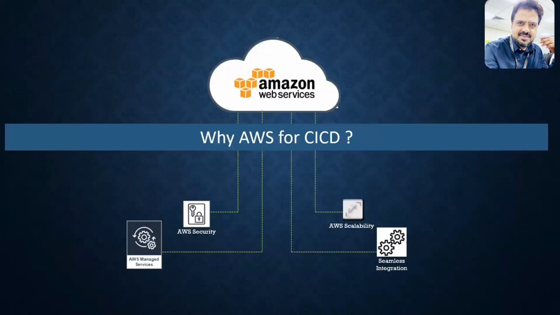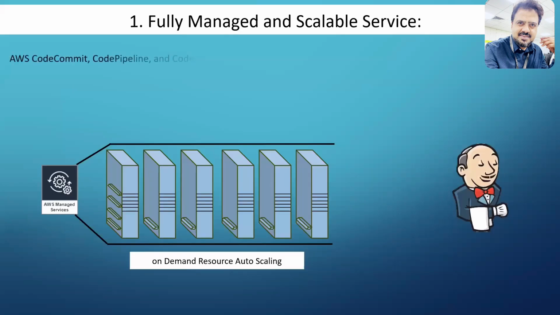So let's begin. Why AWS for CI/CD? Number one is it's a managed service, which means AWS itself manages the complete CI/CD process, and it is totally automated. The second is AWS security. Third, AWS scalability, and finally, seamless integration with other AWS services.